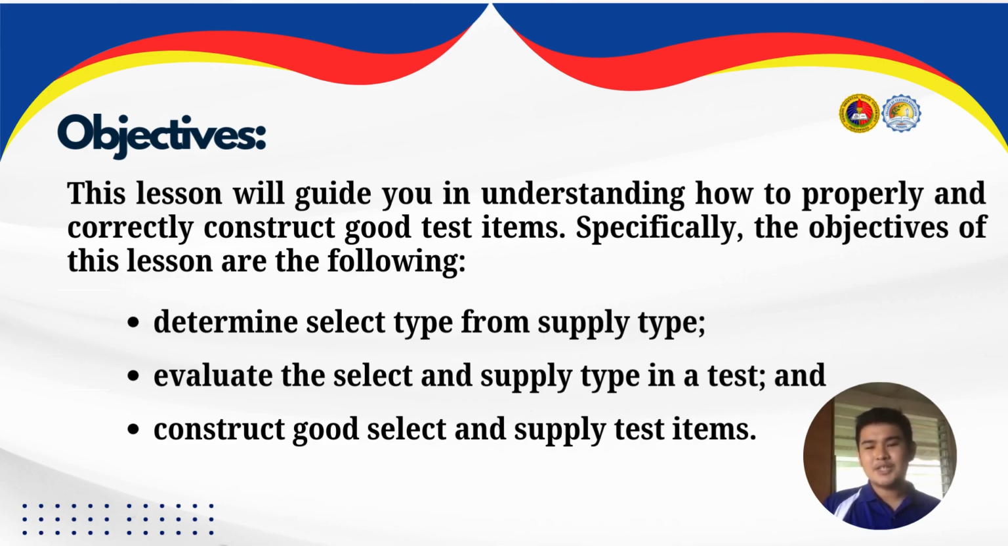Before we start our discussion, these are our objectives for this lesson. This lesson will guide you in understanding how to properly and correctly construct good test items. Specifically, the objectives of this lesson are the following. First is to determine select type from supply type. Second, evaluate the select and supply type in a test. And thirdly, construct good select and supply test items.